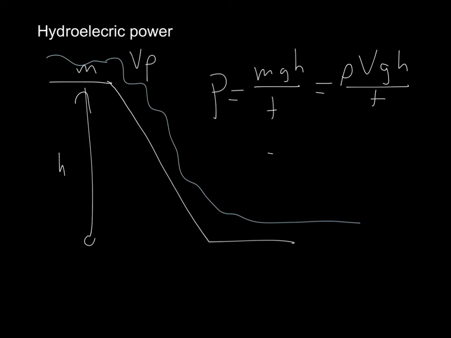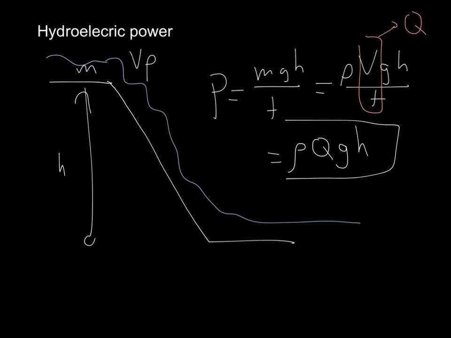And then I can be a little fancier and say, how about I take V over t, which is the volume that flows per second. I'm going to call this the volume flow rate, because it's the rate at which the volume flows down, and call it Q. I don't know why it's called big Q, but it's called big Q. So then the power is the density of the water times the volume flow rate times g times h. And that gives me the power that a hydroelectric plant will produce.